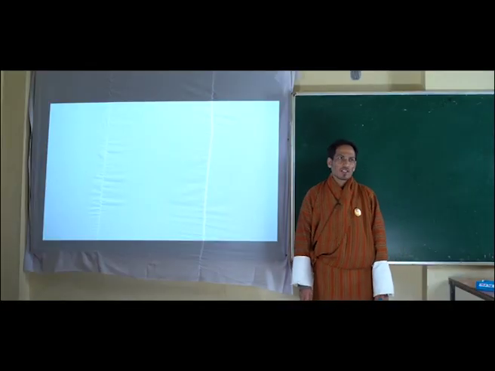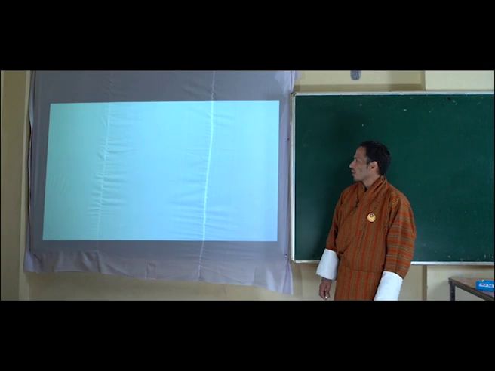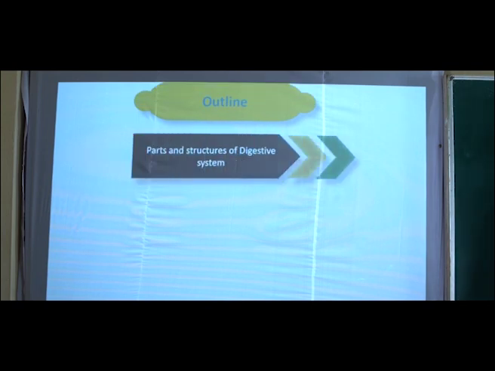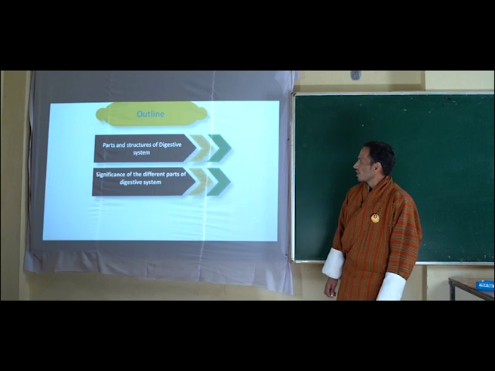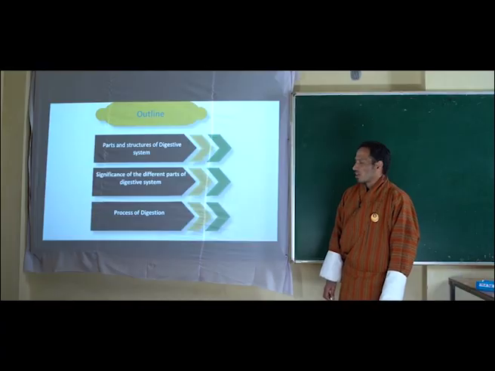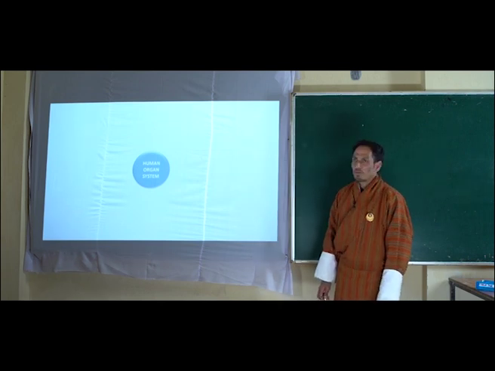This lesson is a science lesson for Key Stage 3, that is for classes 7 and 8. In this lesson, I am going to take you through the human digestive system. Under this topic, we are going to learn the different parts of the human digestive system, the significance of different parts of the human digestive system. Here, the significance includes the roles and the functions of different parts of the human digestive system and the whole process of human digestion. There are 10 organ systems in the human body.